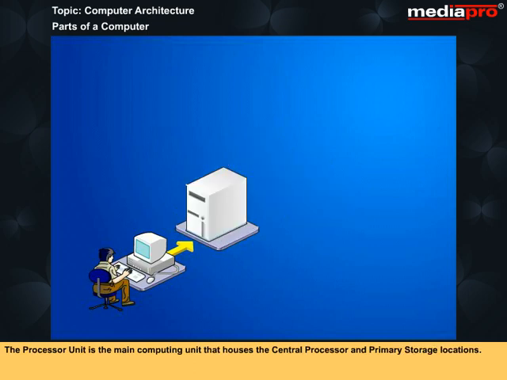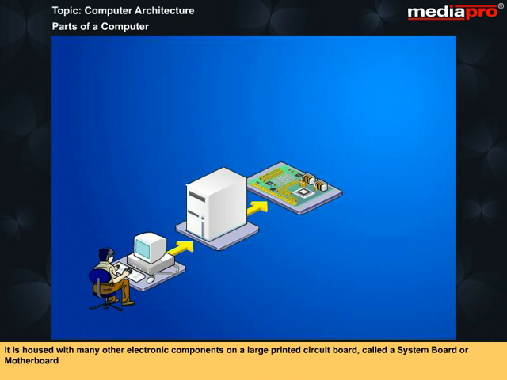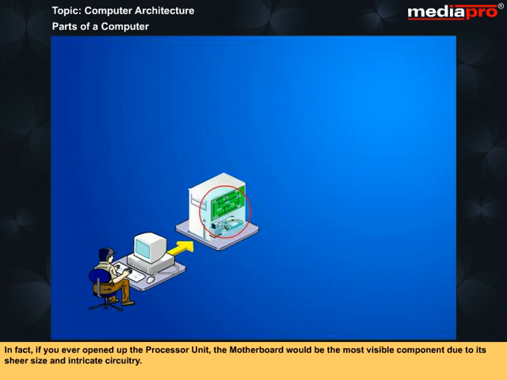The processor unit is the main computing unit that houses the central processor and primary storage location. It is housed with many other electronic components on a large printed circuit board called a system board or a motherboard. In fact, if you ever opened up the processor unit, the motherboard would be the most visible component due to its sheer size and intricate circuitry.